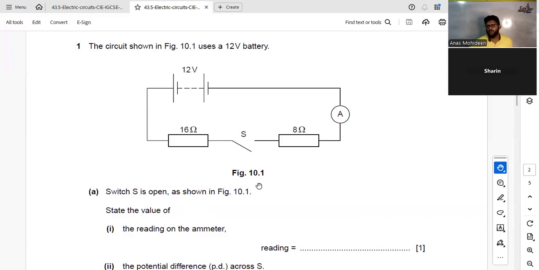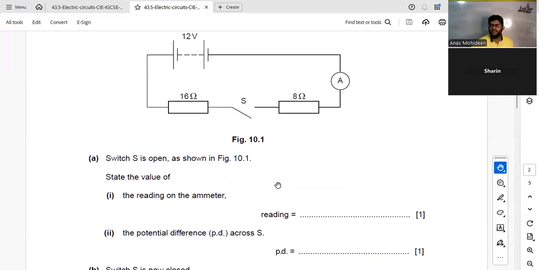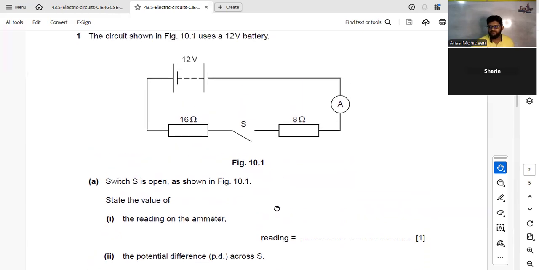Switch S is open. So the switch here is open. As shown in figure 10.1, state the value of the reading on the ammeter. How do you read the ammeter reading here? As shown in the figure, state the value of the reading of the ammeter. How do you find it out?